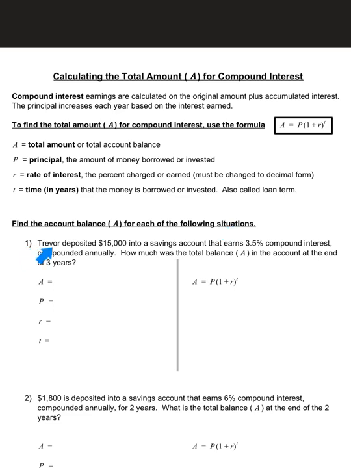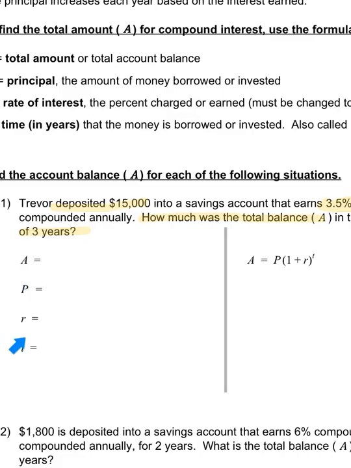Number one, we have Trevor. He deposited $15,000 into a savings account that earns 3.5% compound interest, compounded annually. How much was the total balance A in the account at the end of the 3 years? So first I'm going to go through and highlight my important information. Since it's easiest to locate the rate, the percent, and the time, the years, that's what I'm going to go ahead and fill in first.